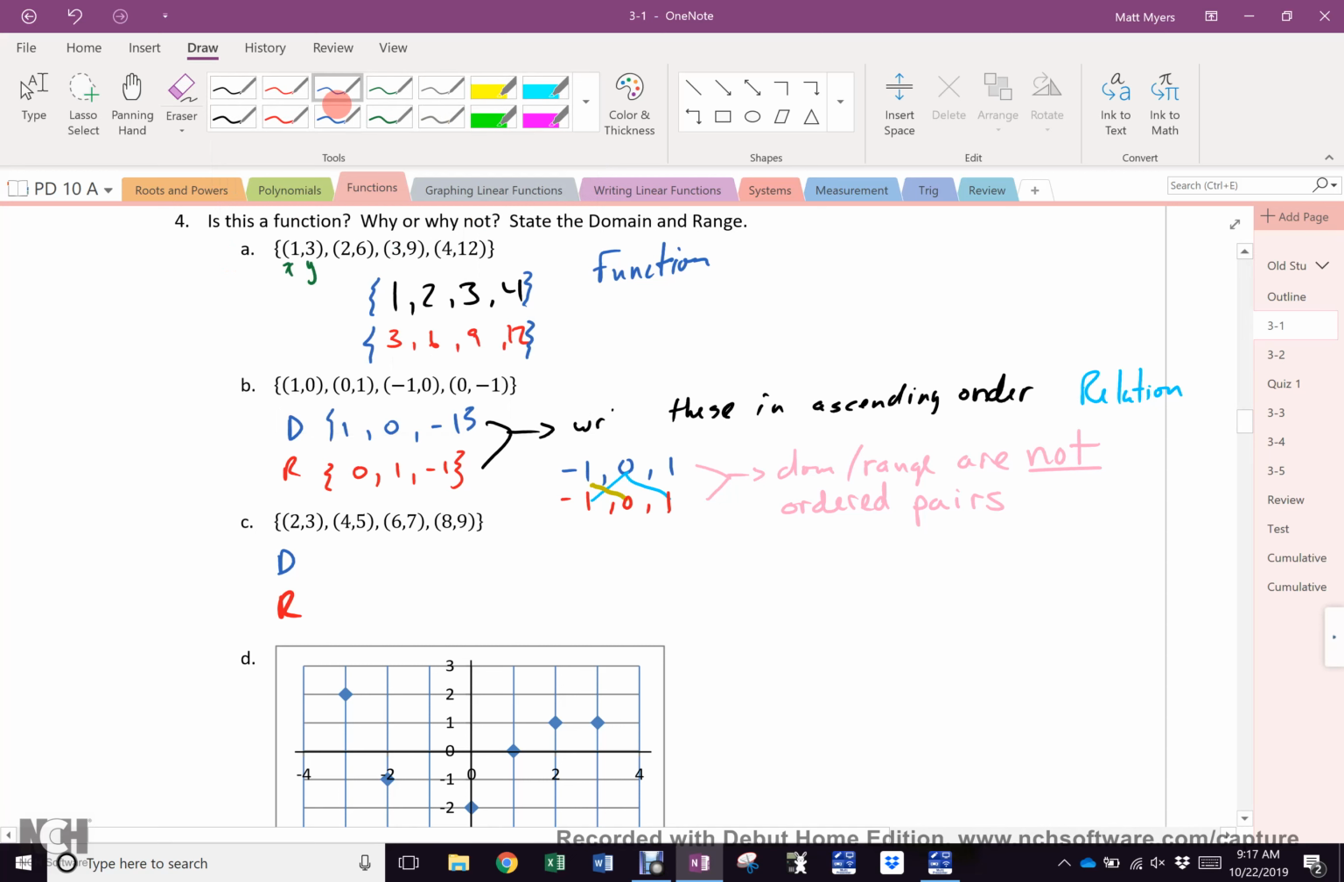So what's the domain? What's the range? Now, relation or function? Function. Why? Because 2 relates to 3, 4 relates to 5, 6 relates to 7, 8. Right. Each input has one output. Yeah? Okay.